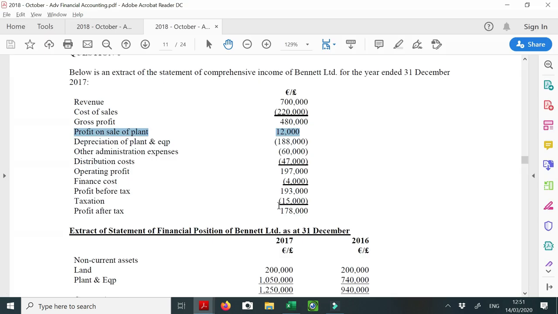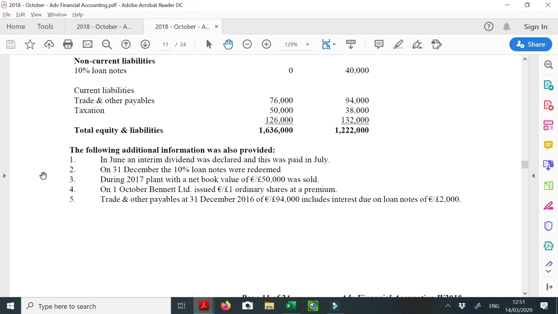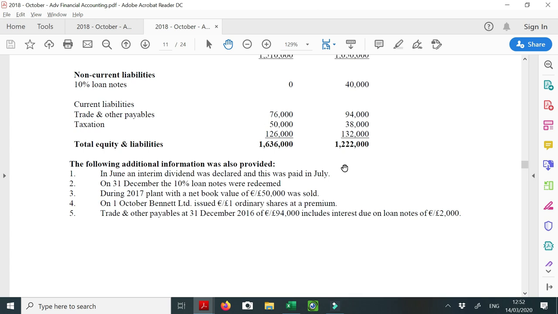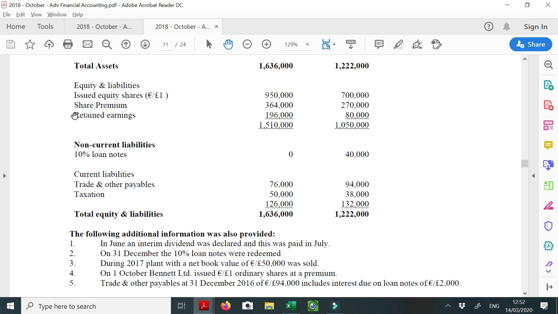Step 2, I would look at my adjustments and I would deal with the notes first. In June, an interim dividend was declared, and this was paid in July. So dividends come out of my retained earnings. So my dividend would have been deducted in my retained earnings, somewhere between the 80 and the 196.